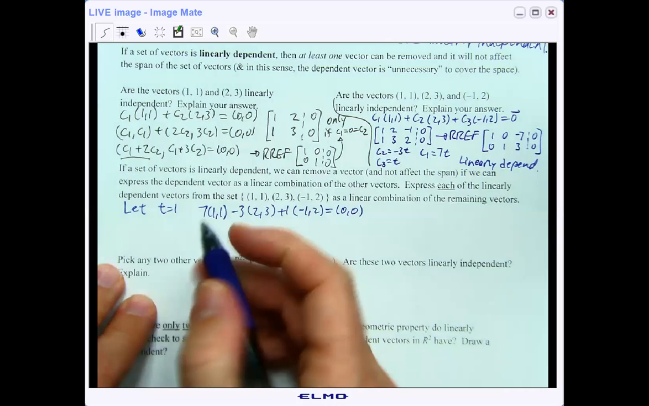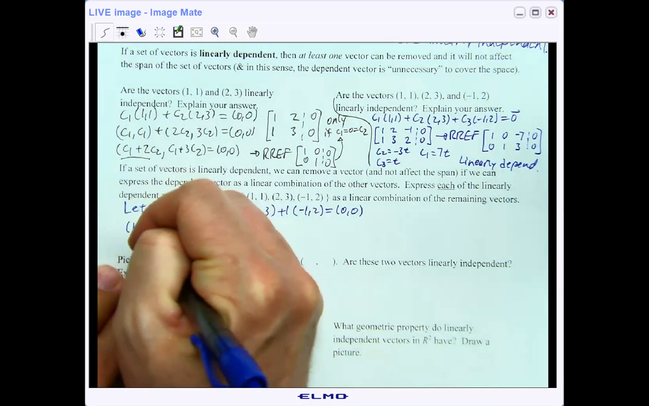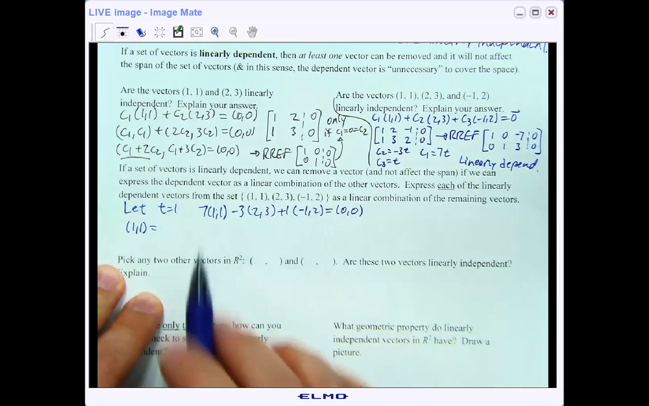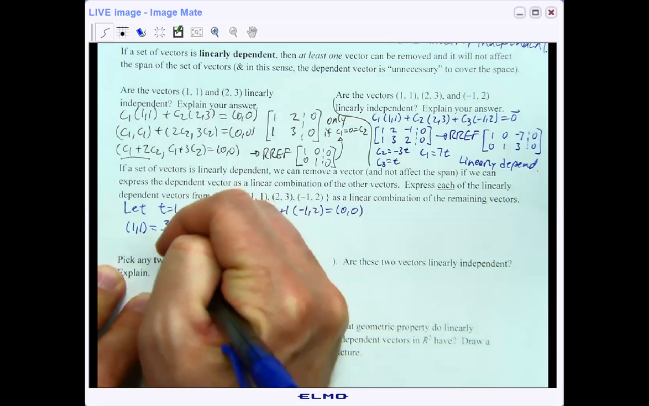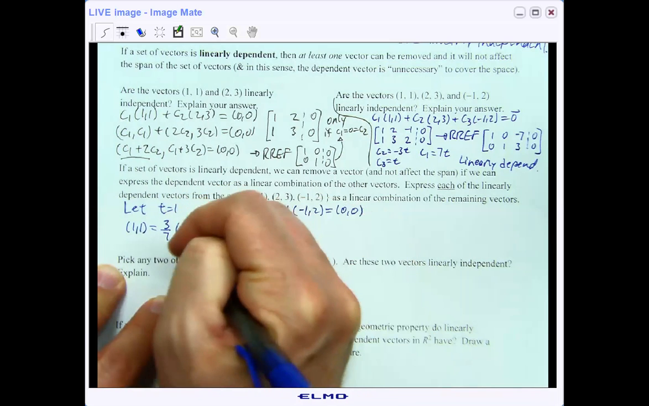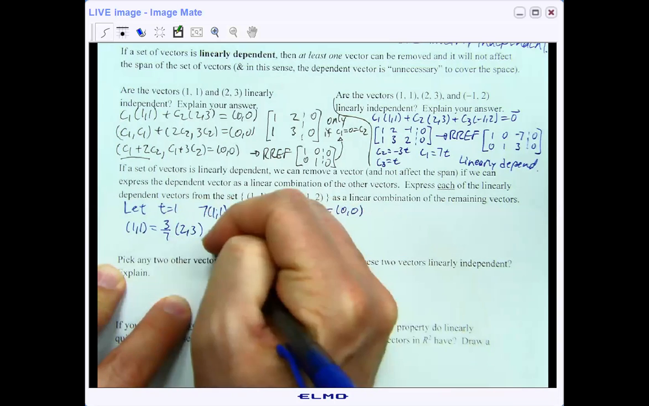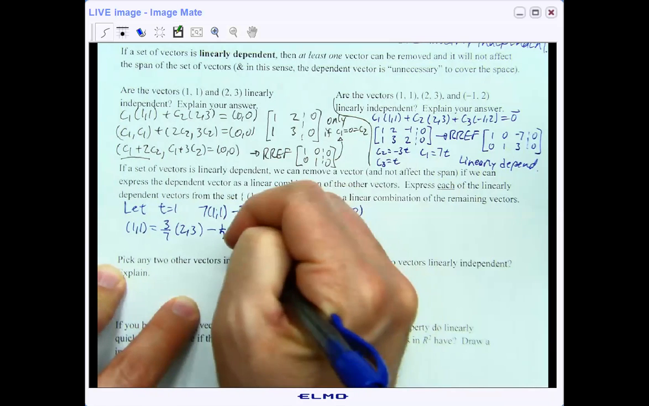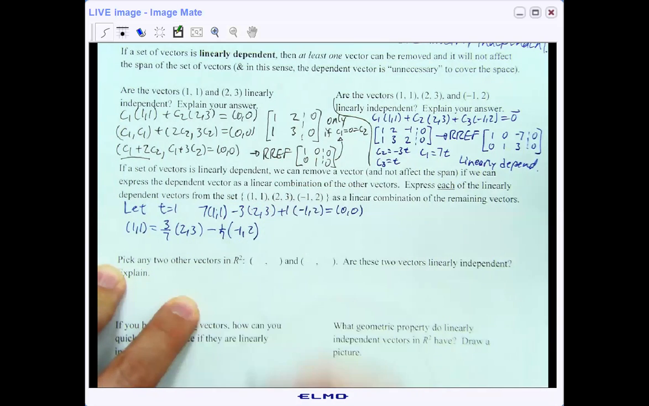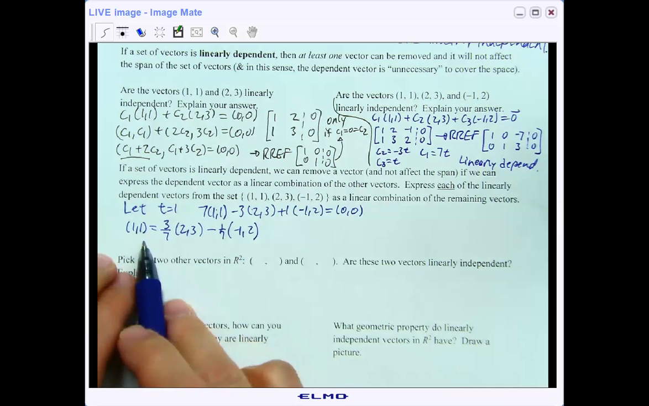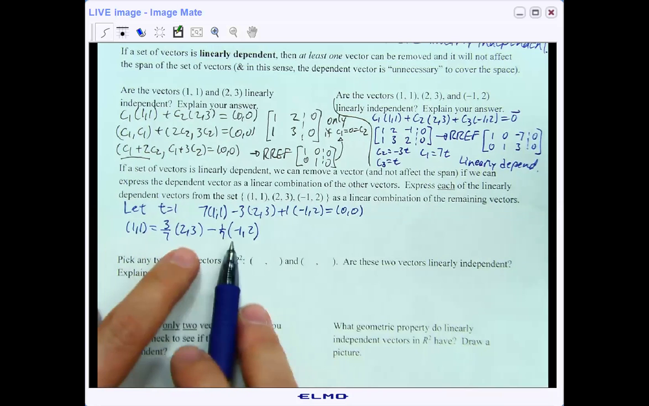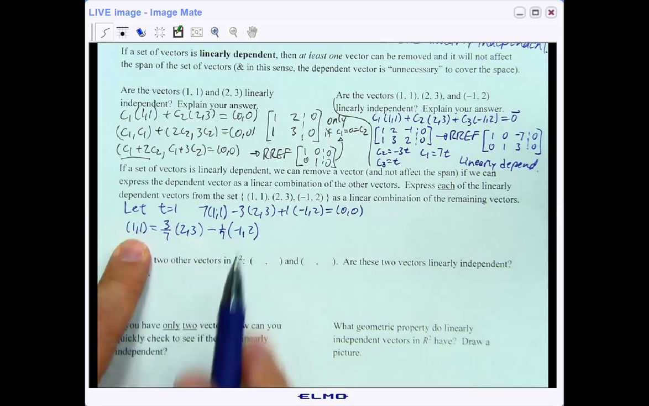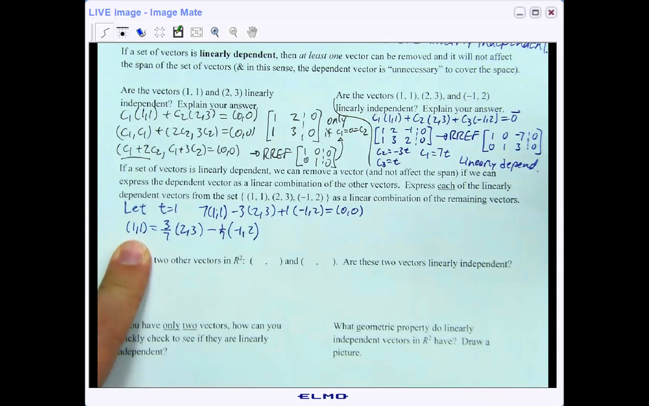For example, I could solve for the vector (1, 1) in terms of the other guys. If I move these to the other side and divide by 7, the vector (1, 1) is 3/7 times (2, 3) minus 1/7 times (-1, 2). That tells me I could get everything with the vectors (2, 3) and (-1, 2), and the (1, 1) vector could be thought of as unnecessary.